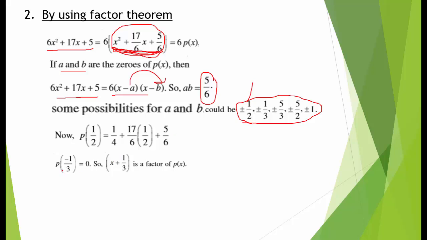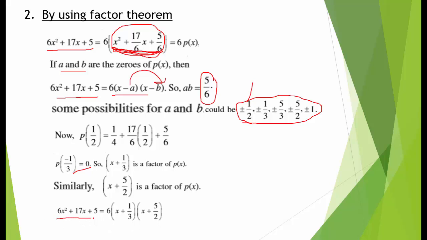So check the next term, that is minus 1 by 3. This will become 0. So x plus 1 by 3 will be a factor. Similarly, you will find that x plus 5 by 2 is also a factor of p(x). Means these two are the factors. If these are the factors, then x minus a will be x plus 1 by 3 and x minus b will be x plus 5 by 2.